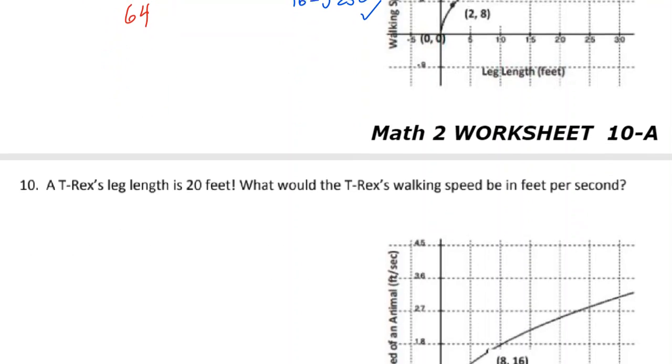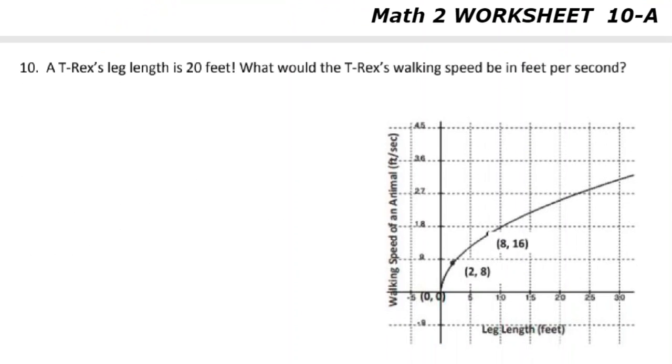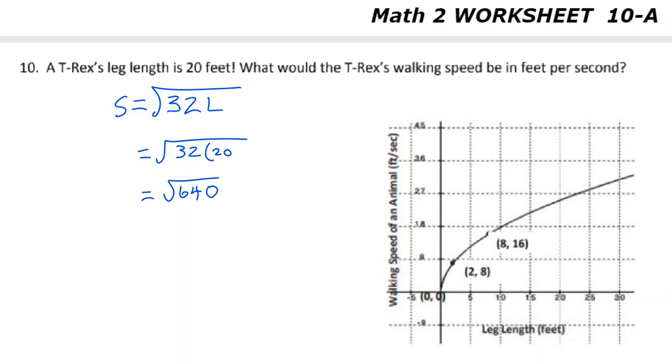Now we're going to use that. A T-Rex has a leg length of 20 feet. So what would his walking speed be? Well, we had the speed equals square root of 32 times the length of the leg. Well, if we know that the length of the leg is 20, that's the square root of 640, which according to my handy and dandy calculator, square root 640 is 25.3 roughly.